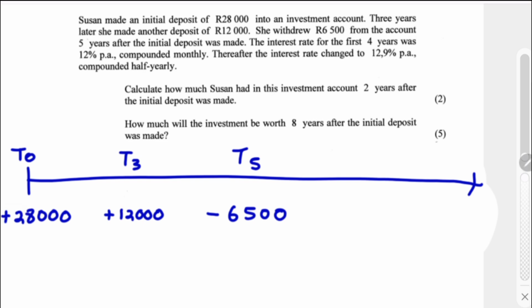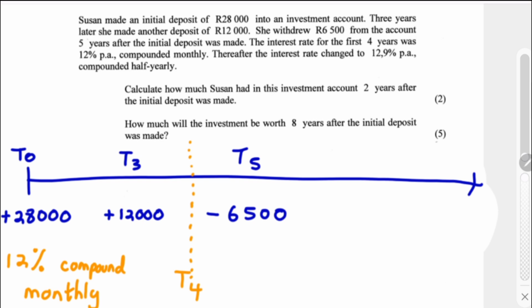So let's add something. So for the first 4 years, so at T4, we had 12% compounded monthly. Thereafter, the interest rate changed to 12.9% compounded half yearly. So 12.9% half yearly.